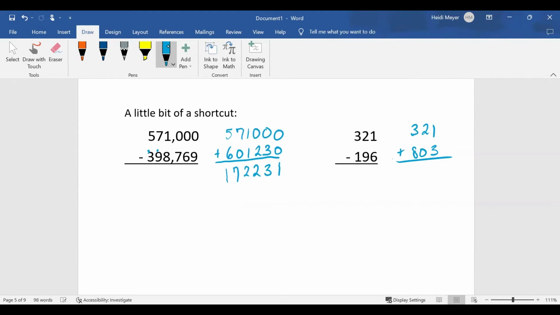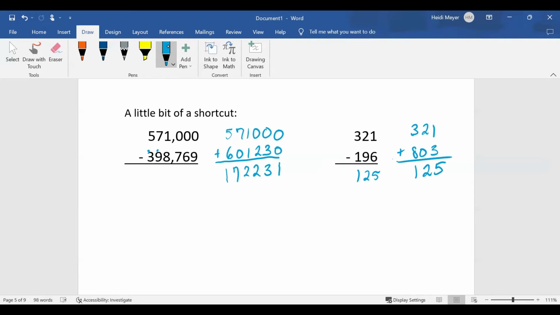Now, 1 plus 3 is 4, but I'm going to write a 5 because I know at the end I'm going to add a 1 to it anyway. This would be an 11. I already took care of that one that would have been way out in front. So 321 minus 196 is 125.